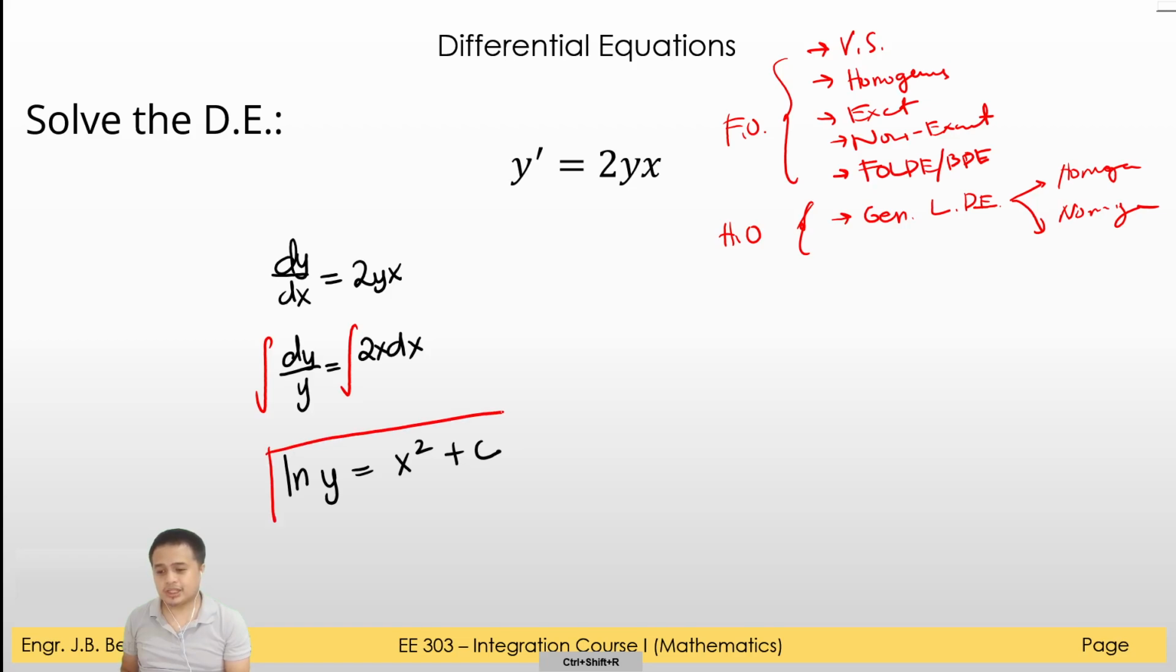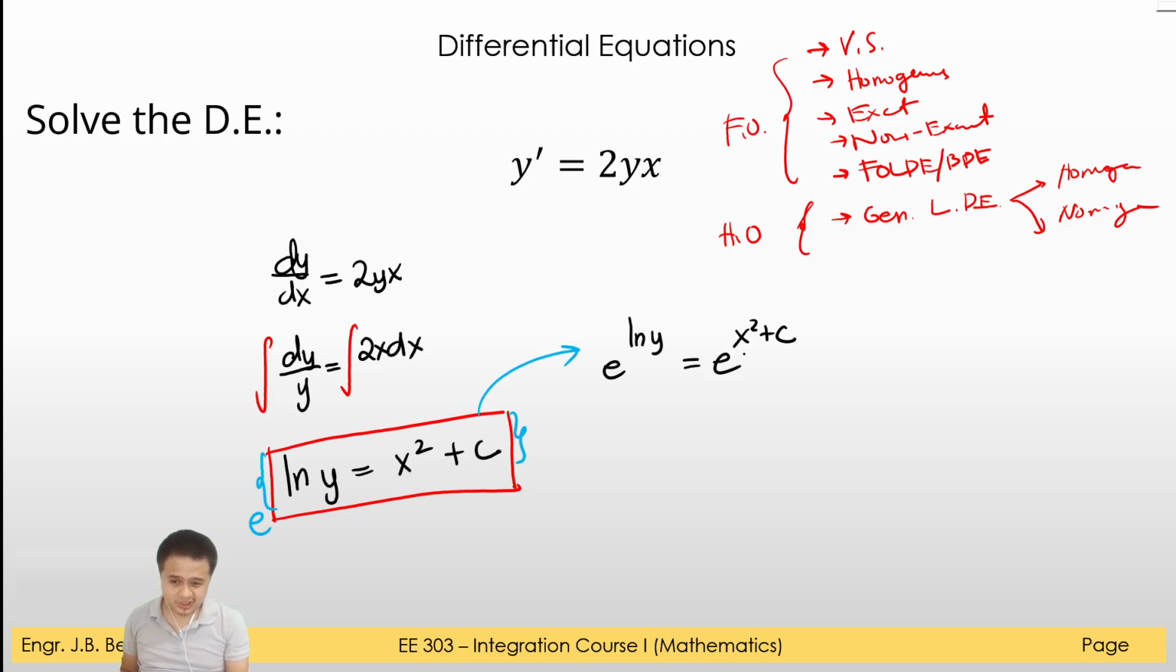Okay, so this is already your answer, but it is not over. You can further simplify this by using the exponential function. If you use the exponential function, this will be e raised to ln y is equal to e raised to x squared plus c. So why did we use this? So we can represent y explicitly, meaning you can write this as y is equal to blank.